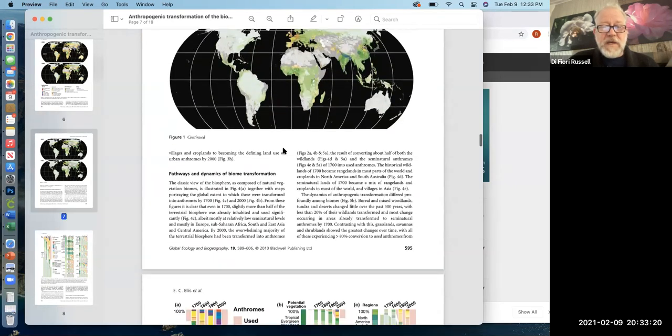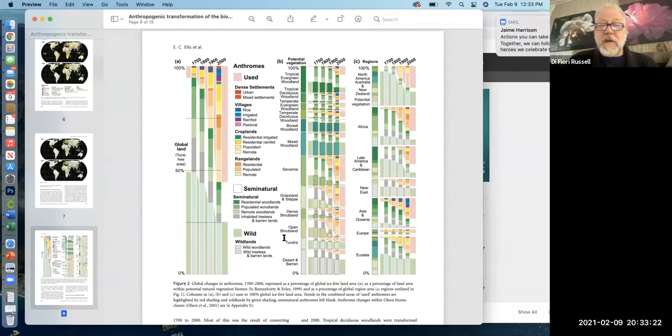We can slide down here and look at this lovely graph. By the way, I put this paper that I'm referring to here, by Ellis et al., in the first module in the Canvas webpage in case you want to take a look at it. Anyways, you can notice as you go through time, so 1700 is here, and we move the columns going from left to right through time. And this is showing the relative proportion of the surface of the planet occupied by these different biomes and anthromes.